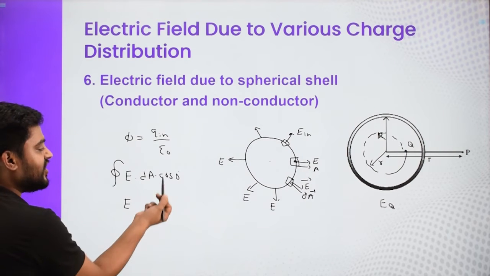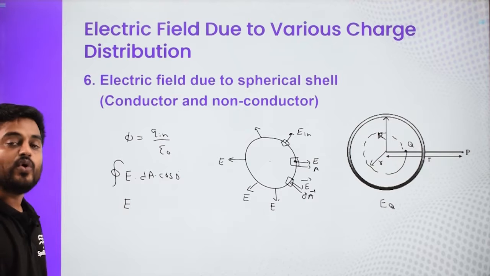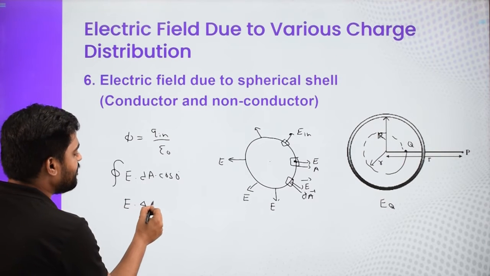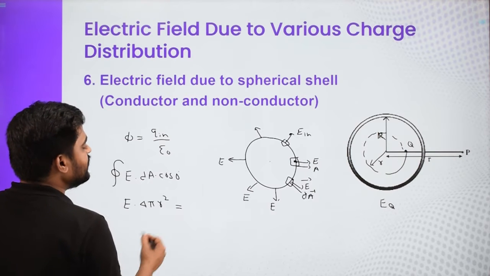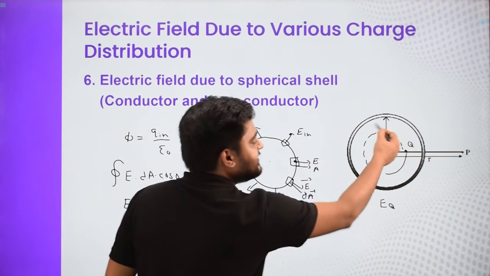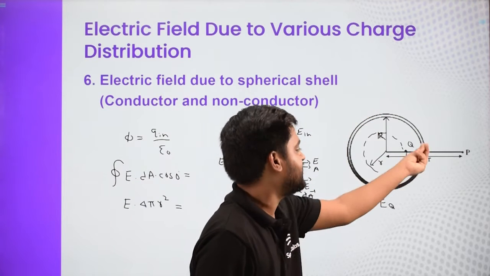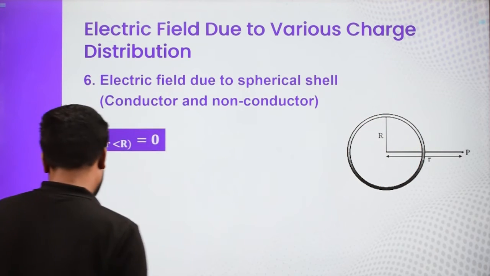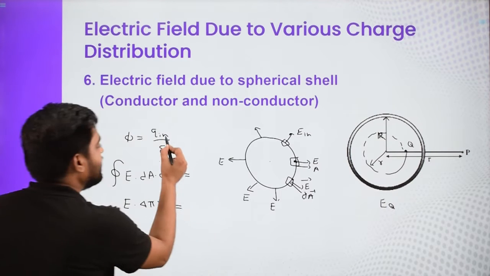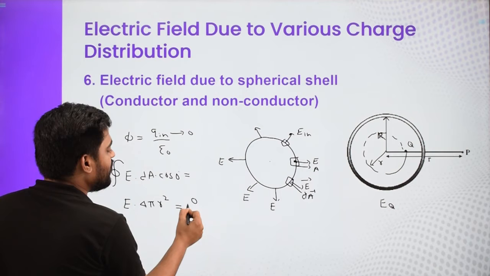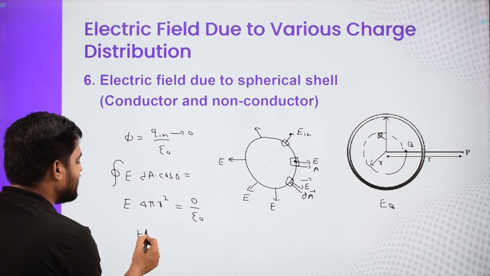And then integration of dA, cos 0 is 1, and integration of dA is nothing but the total area, which is 4 pi r square. So the total flux is equal to Q in upon epsilon naught. What is the charge lying inside this Gaussian surface? If we see over here, the charge is lying on the surface, not inside the Gaussian surface. So in this case the Q in is 0, and 0 upon epsilon naught means E has to be 0. So E comes to be 0.